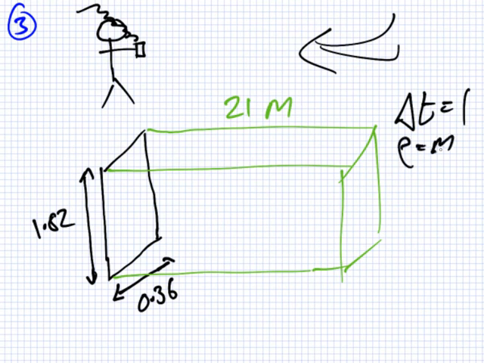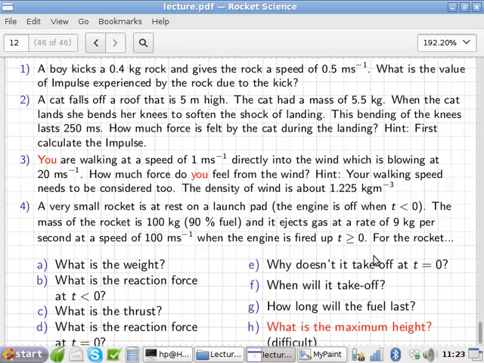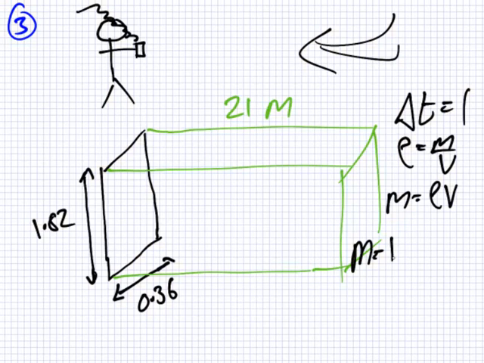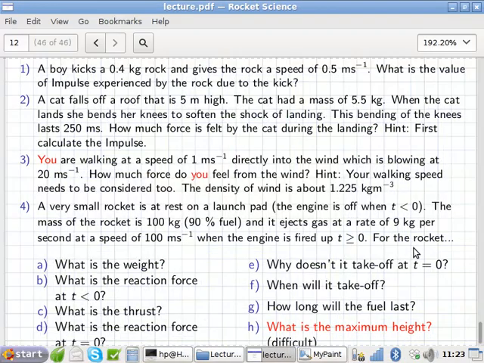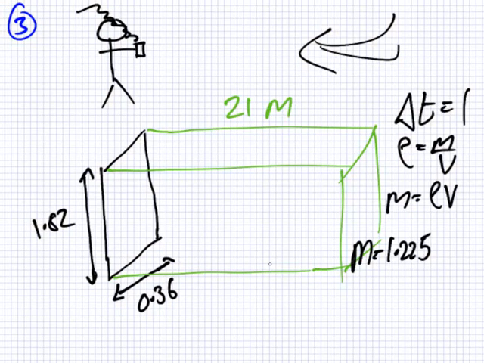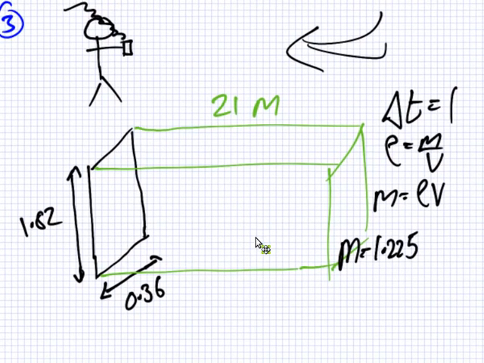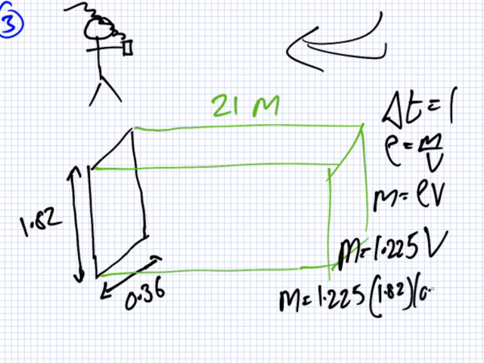Density is mass over volume. So mass is density by volume. So mass is 1.225 times the volume. So the mass is 1.225 times 1.82 times 0.36 times 21.